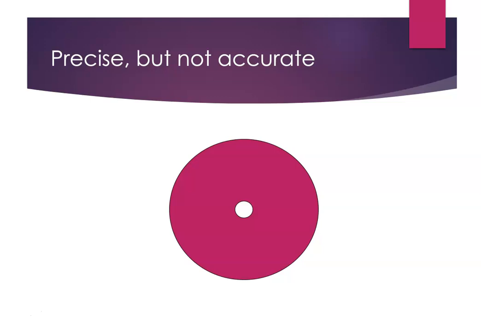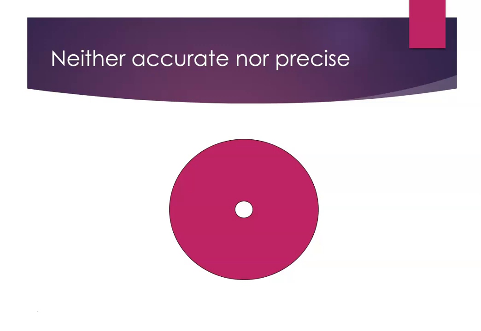If I have precise data that's not accurate, they're very tightly clustered, but they're not near the accepted value or the expected value or the real value for the measurement. Obviously, that's not great either. And we can have data that's neither accurate nor precise. Certainly, we don't want that. Where they're scattered and the average is nowhere near what it should be. So we have different ways of thinking about accuracy and precision.